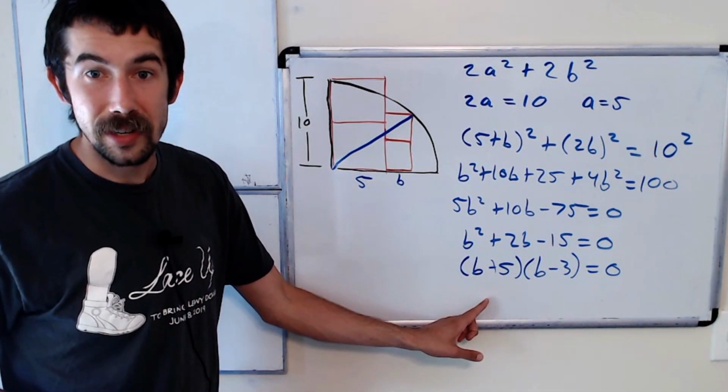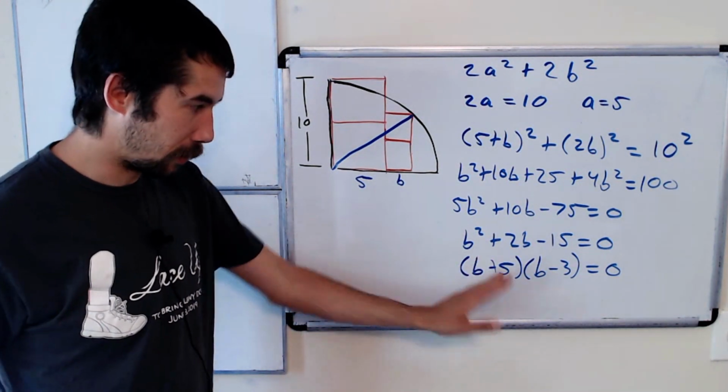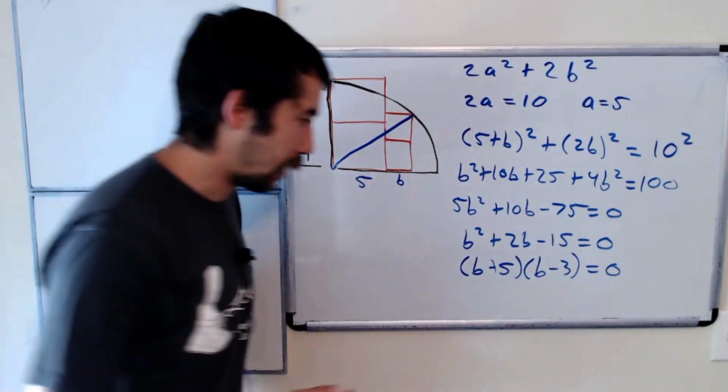This tells us that b equals negative 5. Well, b is a length, so it's not going to be negative. So we don't care about that factor. We get b equals 3.